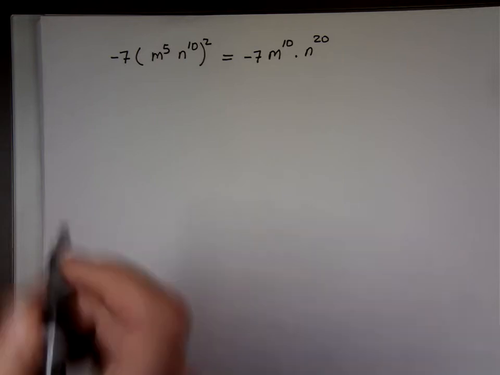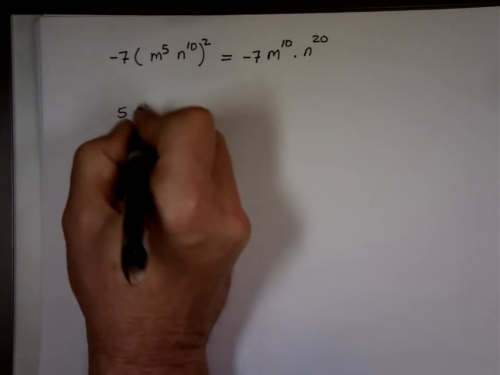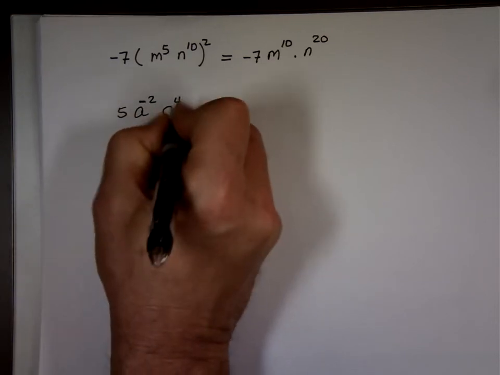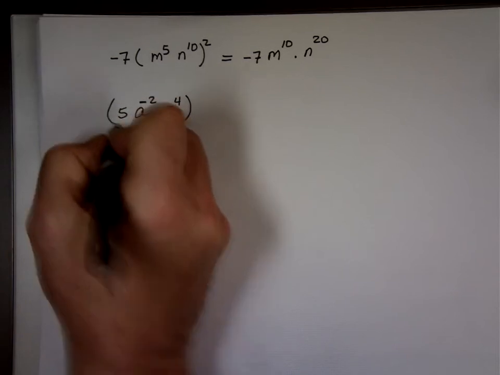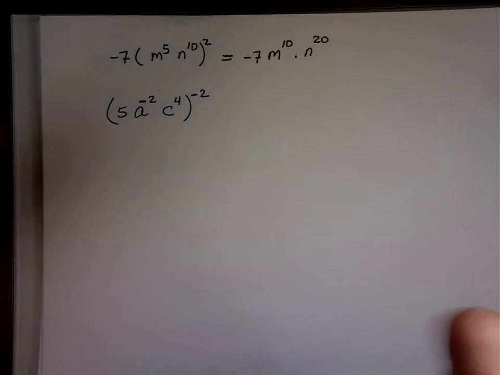Let's try another one. Again, let's start making them bigger. 5, a to the minus 2. This is really important stuff for Algebra 2. So if you take Algebra 2, you want to make sure you're very good at these rules. What do you notice here? That everything is raised to the power of negative 2. Everything.